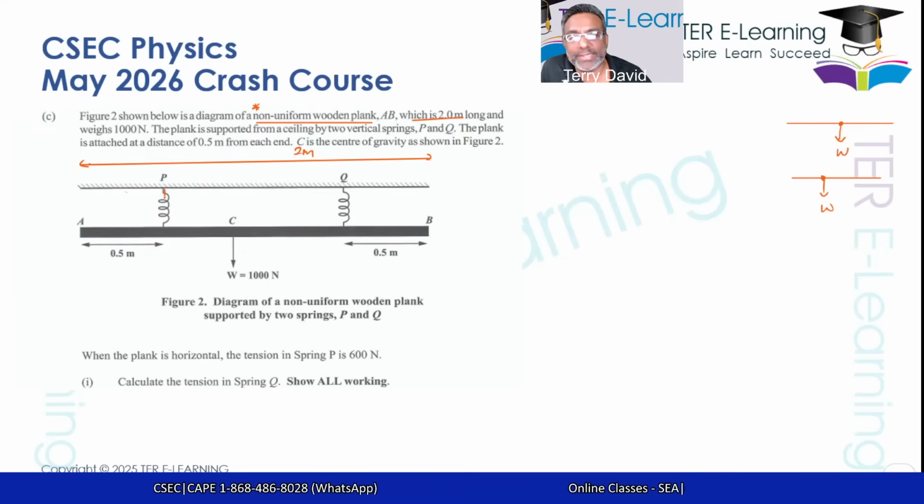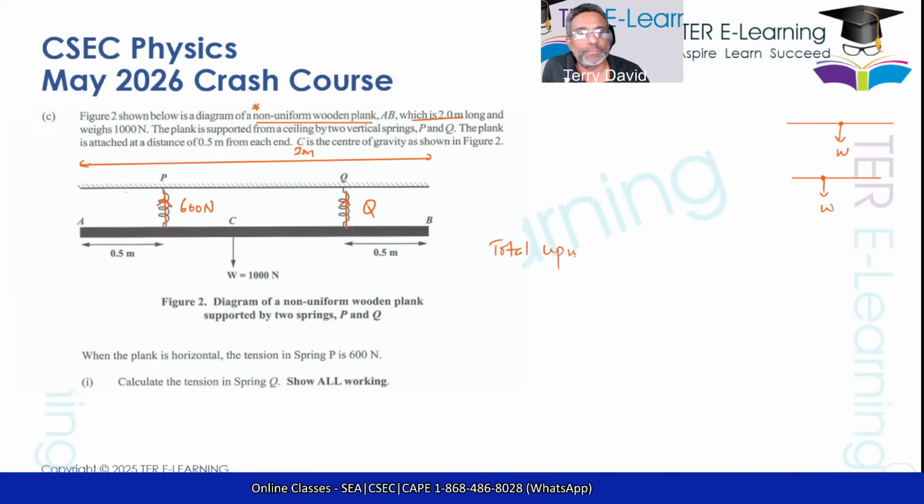So what they're trying to tell us here is this. When it comes to tension, tension is always directed towards a fixed point. So you have a force here acting upwards, and this force is 600 newtons. At the same time, you're going to have a tension in this spring too, and that is also going to act upwards, and we don't know what it is. So the first thing they want you to calculate is the tension in the spring. Now, if the plank is horizontal, it means that the total upward forces are equal to the total downward forces.